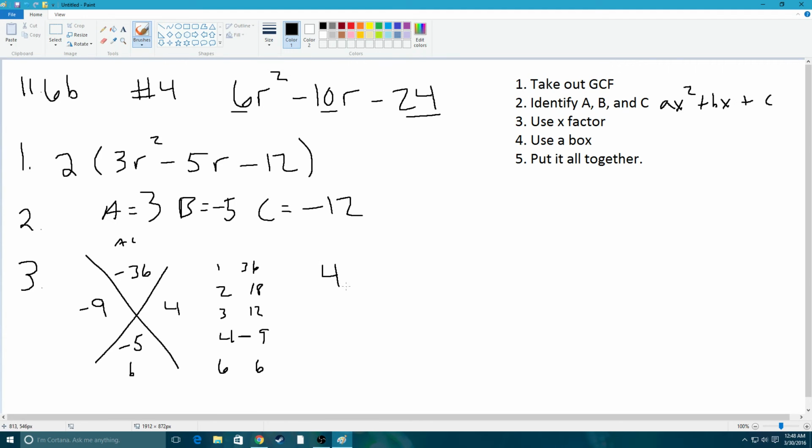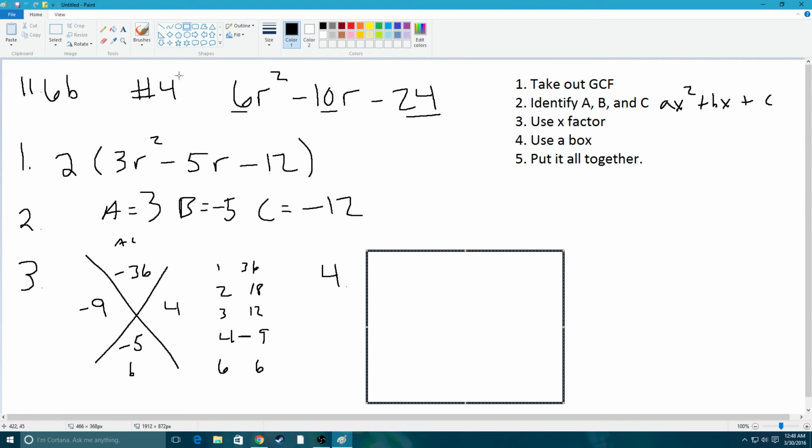Okay, step number 4 says use a box. Top left is going to be 3r squared. The bottom right is negative 12, the first and the last terms. And in here goes our negative 9 and our positive 4. Again, order doesn't matter.